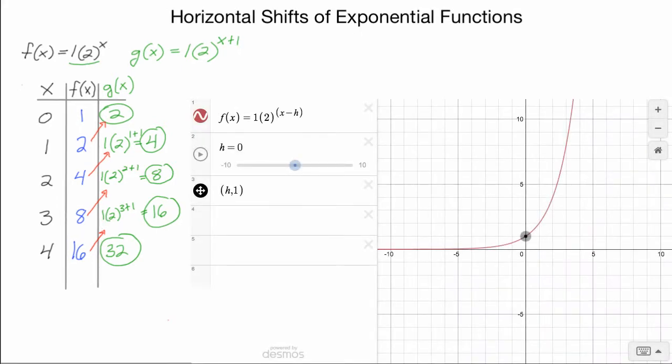Okay, here we go. We have our Desmos calculator pulled up. You can see we've got some things going on here. There's my function f of x. It's equal to 1 times 2, but instead of the x power and instead of putting x plus 1, I have x minus h.